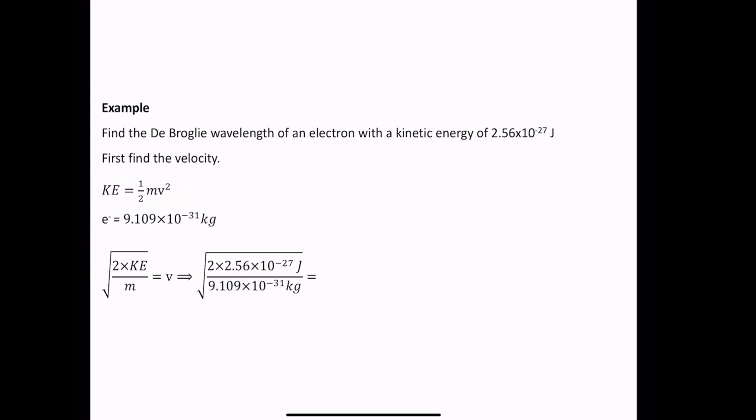So we input that, right? The square root of 2 times 2.56 times 10 to the minus 27 joules divided by 9.109 times 10 to the minus 31 kilograms. And just as a reminder, joules is equal to kilograms meters squared per second squared, right? So this kilogram cancels this kilogram, and then we take the square root, and we're going to end up with units of meters per second. So if somebody can calculate just what this answer is.